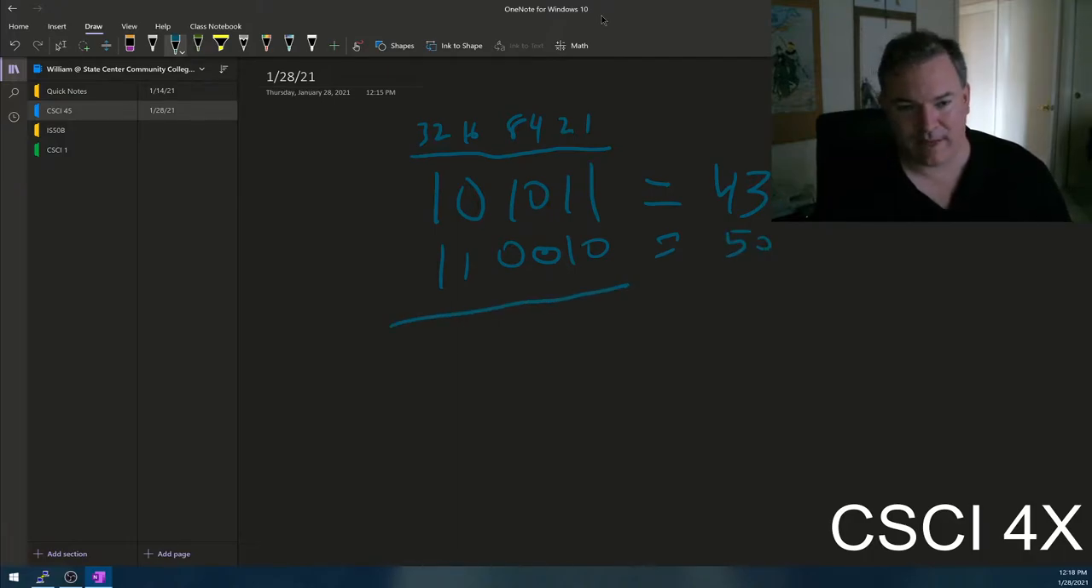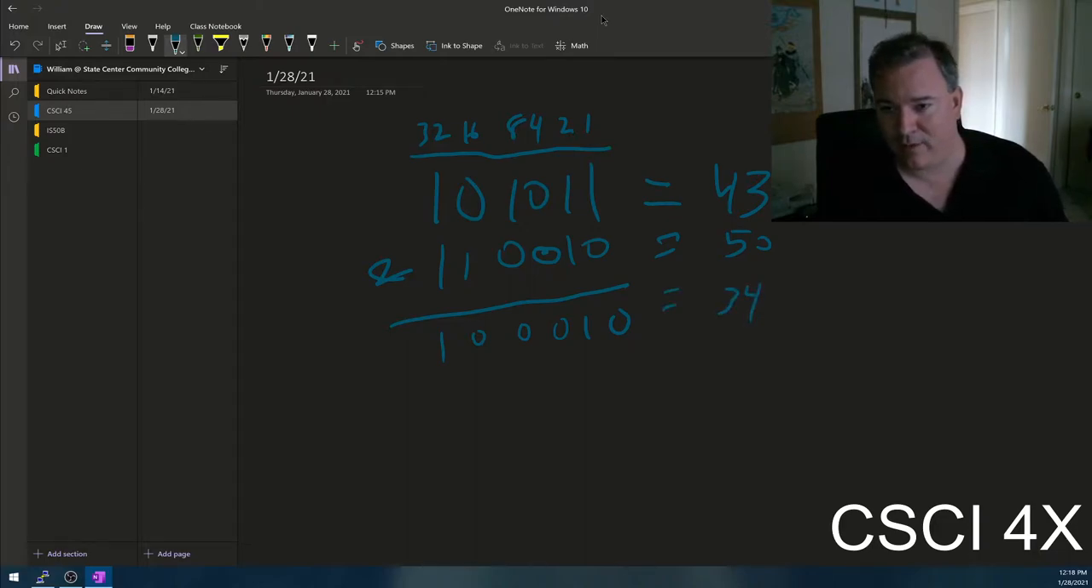If we do a bitwise AND, what that means is you go through every corresponding digit in the number in binary, and you AND those bits together. 1 is true, 0 is false. So 1 ANDed with 0 is 0, 1 ANDed with 1 is 1, 0 ANDed with 0 is 0, 1 ANDed with 0 is 0, 0 ANDed with 1 is 0, 1 ANDed with 1 is 1. AND is only true when both are true, right? And so this works out to be 34.